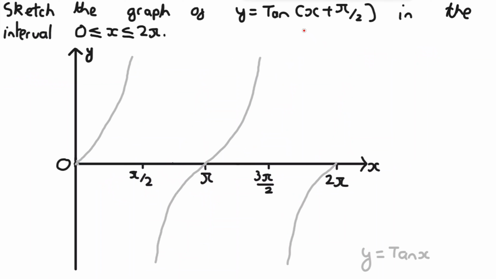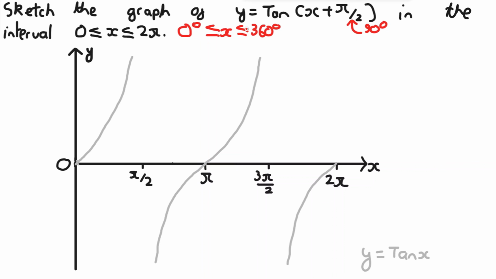So here's another example where we need to sketch the graph of y is equal to tan of x plus pi over 2 in the interval 0 to 2 pi. If you find it easier, you can work in degrees in your head: 2 pi is 360 degrees, and we need to do a translation of pi over 2, which is 90 degrees, if you remember. So if you want to work in degrees in your head, that's fine.